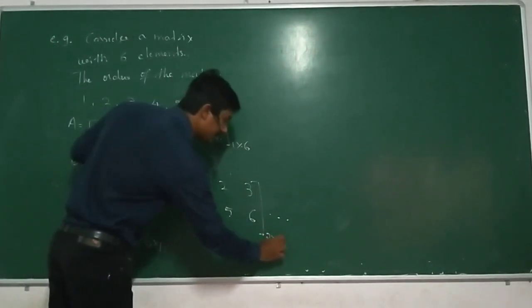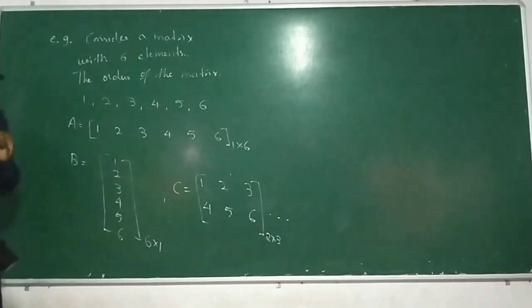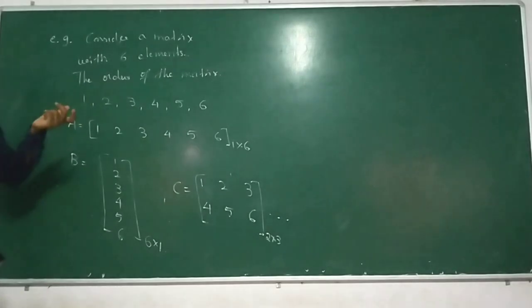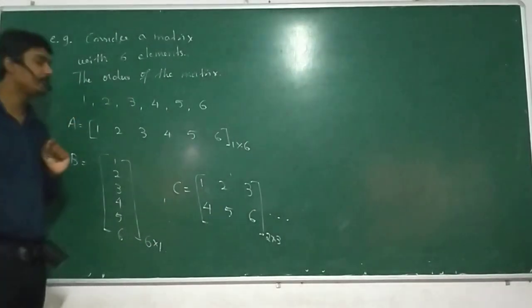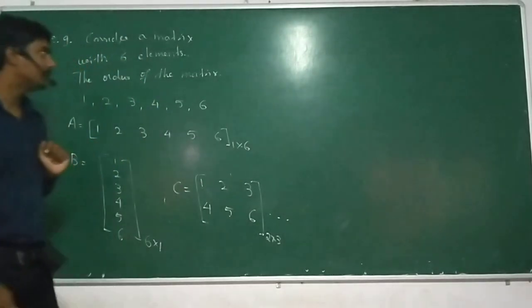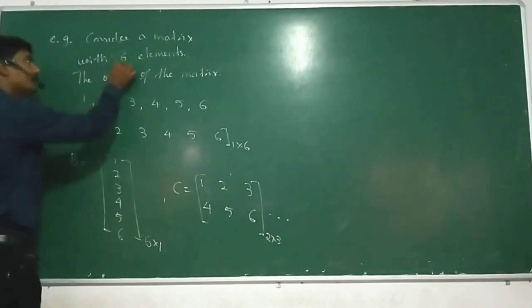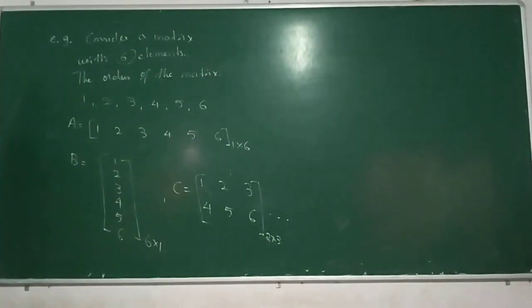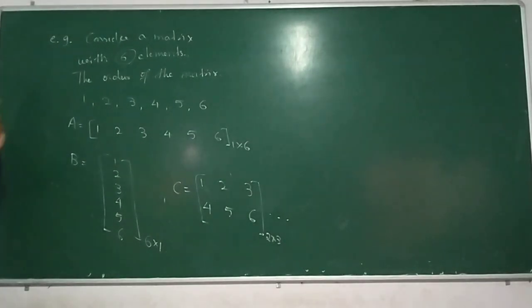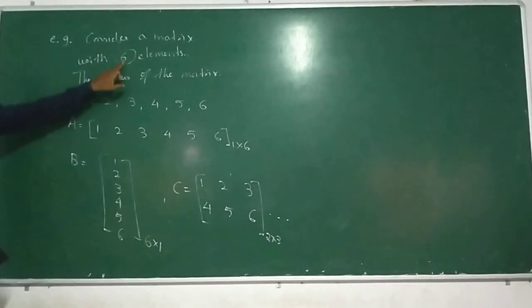If I take this one, what will be the order? 2 rows, 3 columns. So when we are given the number of elements, if we are asked to write down the possible orders, what we are supposed to do is write down the ordered pair of 2 numbers whose product is 6. I will repeat my sentence. When we are given the number of elements, if we are asked to write down the possible orders of the matrix, we are supposed to write down the ordered pair of 2 numbers whose product is 6.